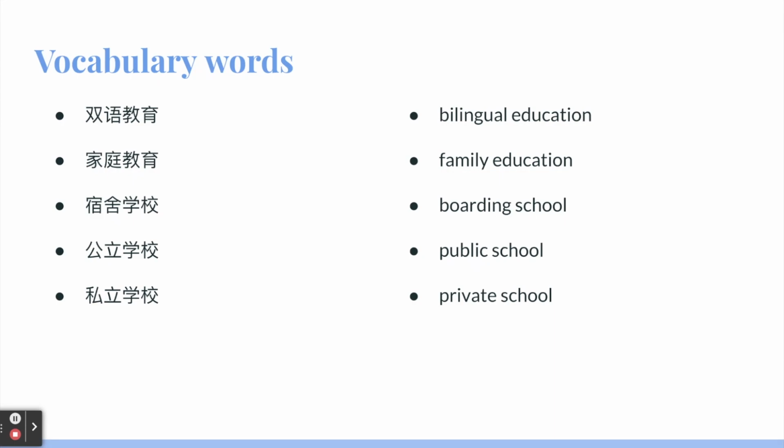So I'll be going over one by one. So first word is 双语教育. This means bilingual education. And 家庭教育 means family education. 宿舍学校 means boarding school. 公立学校 means public school, which is run by the government. And 私立学校 means private school.